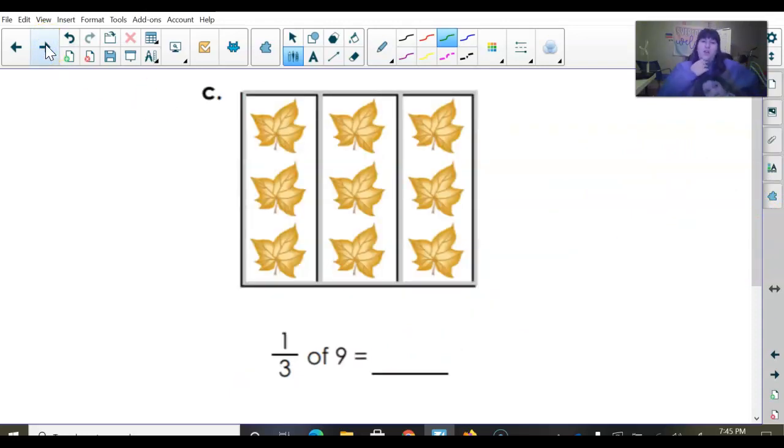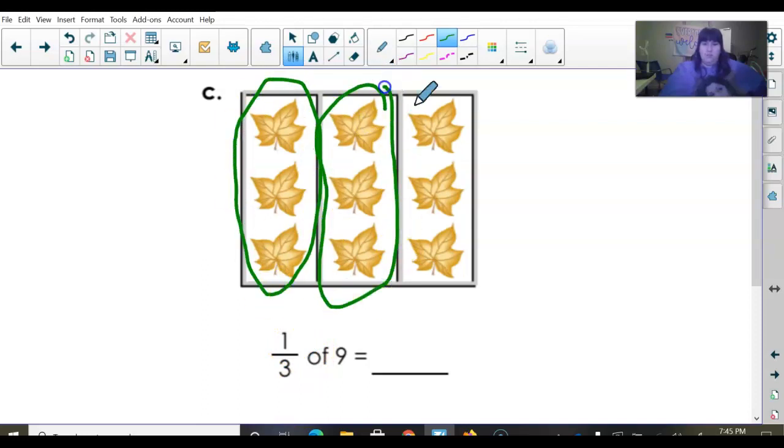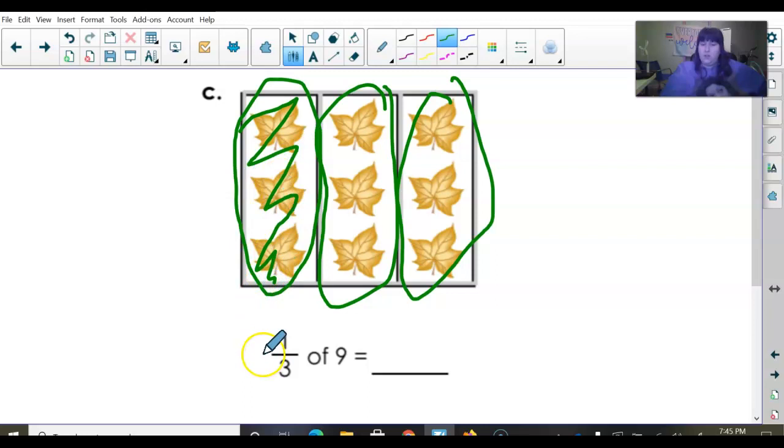All right, for this one, 1/3 of 9. Well, they already grouped it for you. What's 1 out of 3 groups? Here are our 3 groups. And how many leaves are in one of those groups? 1/3? 1, 2, 3. So 1/3 of 9 equals 3. But can't we solve that the way we were just practicing?